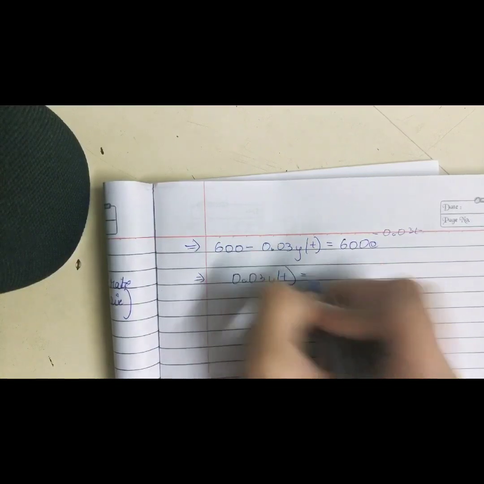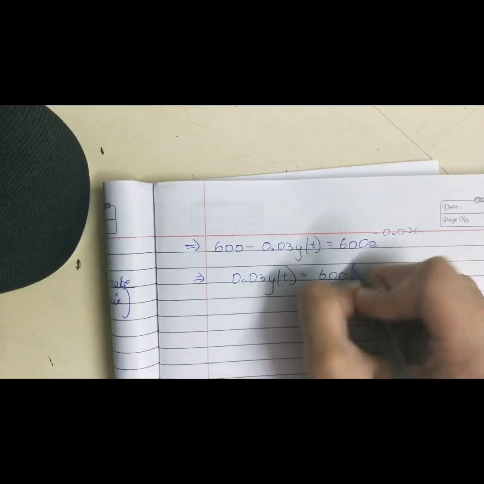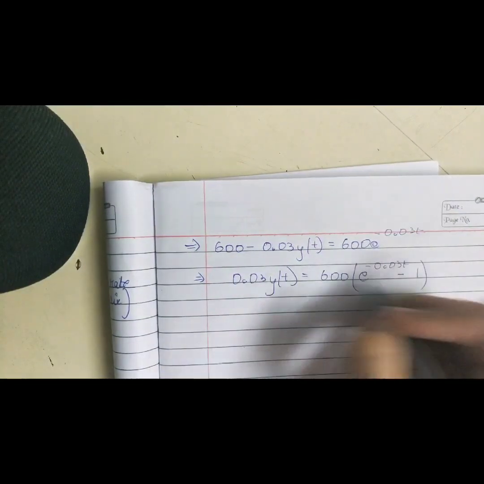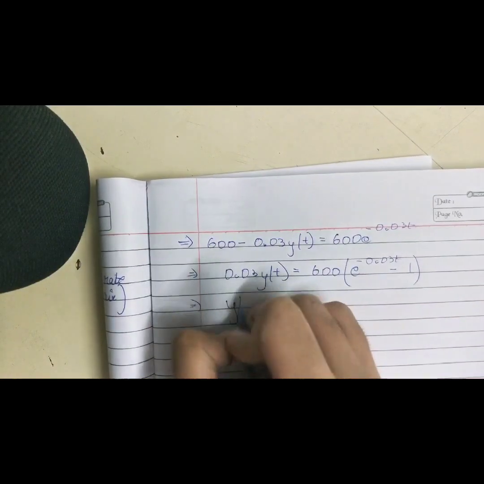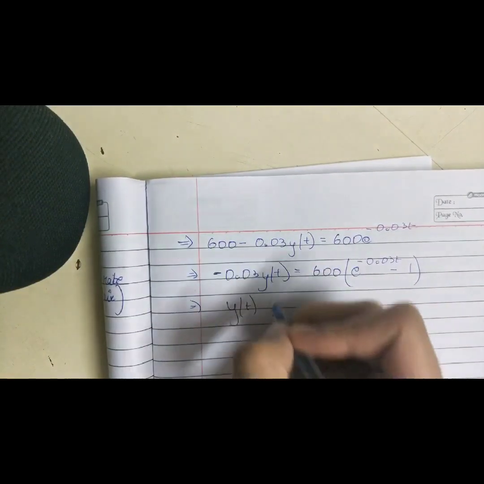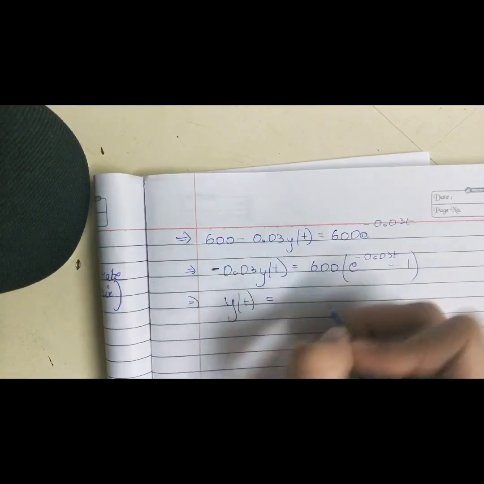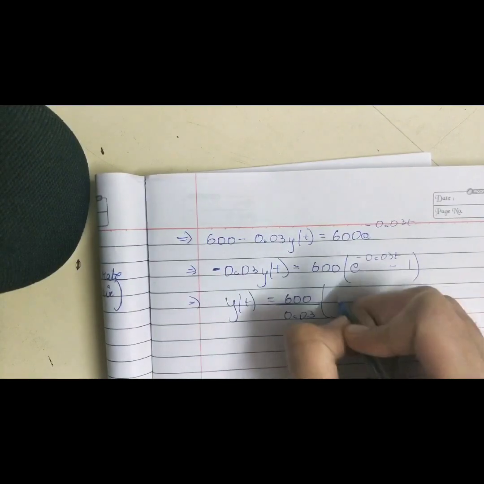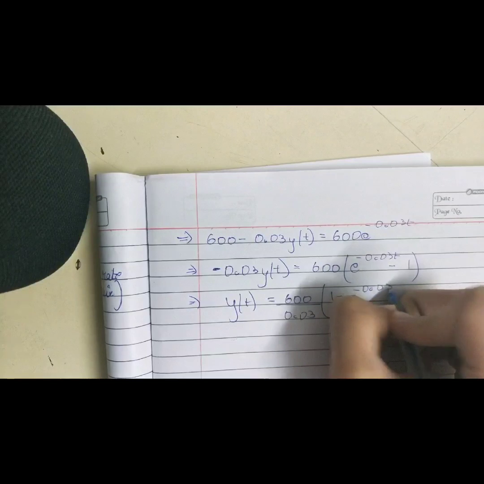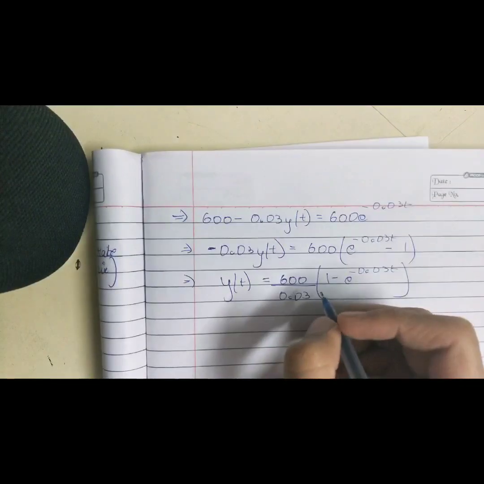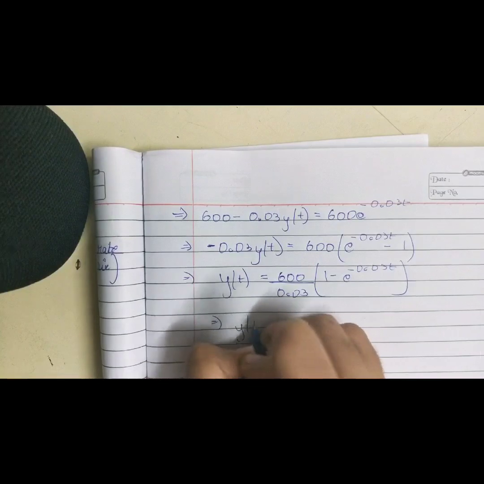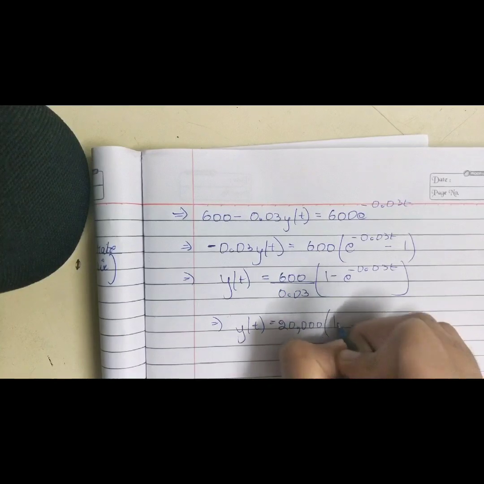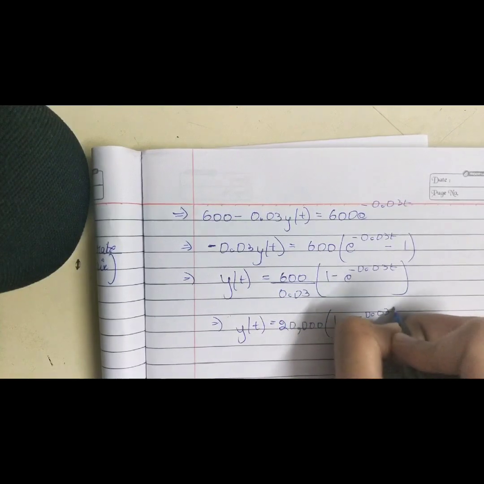implying 0.03 y(t) is 600 times (e raised to the power minus 0.03 t minus 1). I have taken the 600 out common, and this gives us y(t), and here's a minus sign actually, so y(t) is 600 divided by 0.03 times (1 minus e raised to the power minus 0.03 t), taking the minus outside, and this implies y(t) is 20,000 times (1 minus e raised to the power minus 0.03 t).